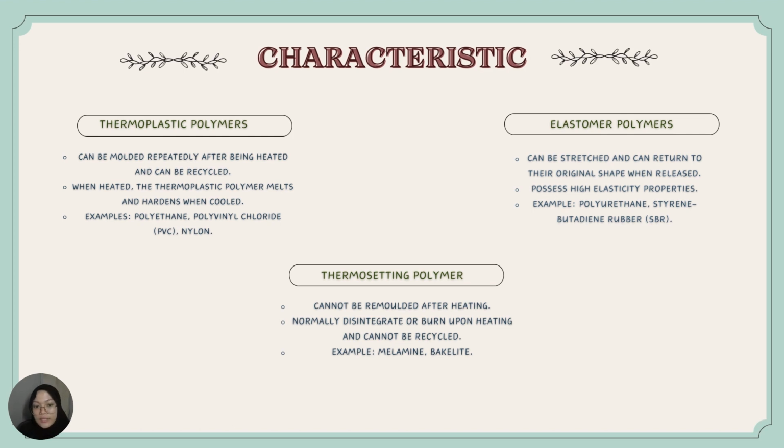The second one is thermosetting polymers. They cannot be remolded after heating, normally disintegrate or burn upon heating, and cannot be recycled. Examples of thermosetting polymers are melamine and bakelite. The last one is elastomer polymers. Elastomer polymers can be stretched and return to their original shape when released, and possess high elasticity. Here are examples of elastomer polymers: polyurethane and SBR.